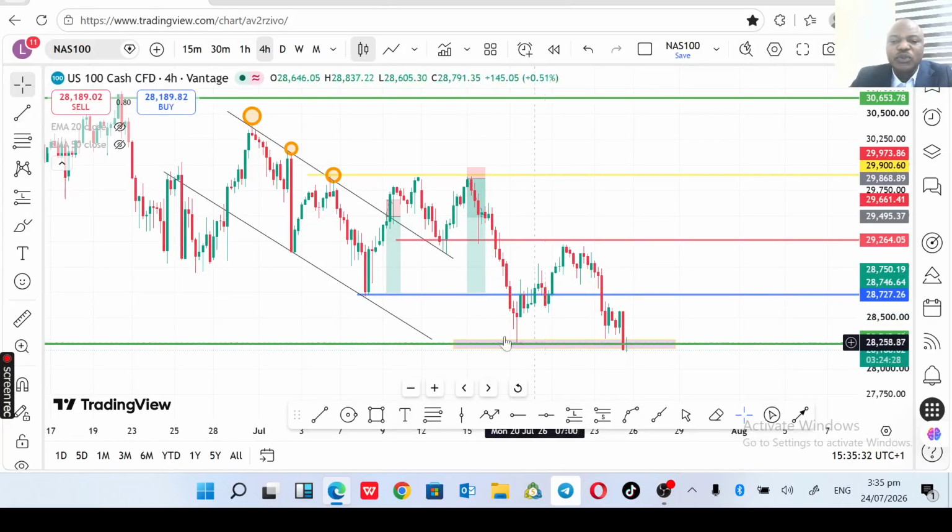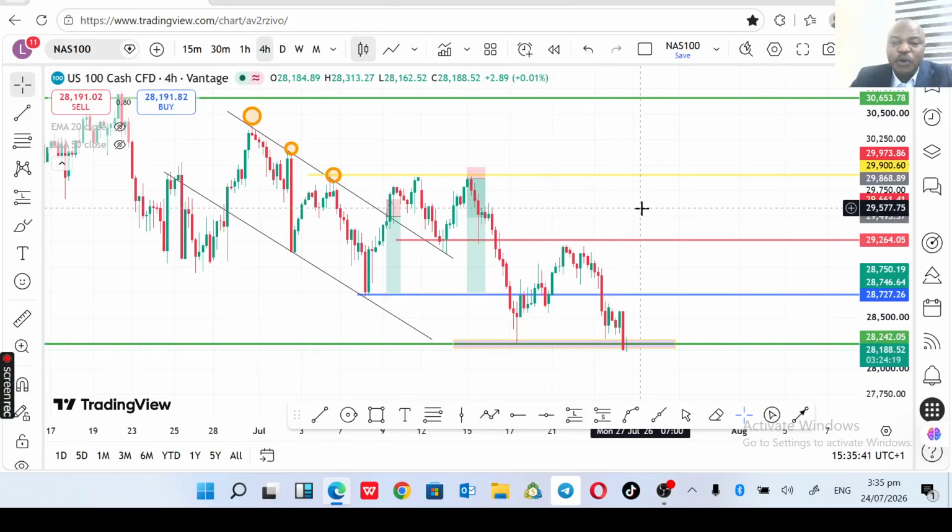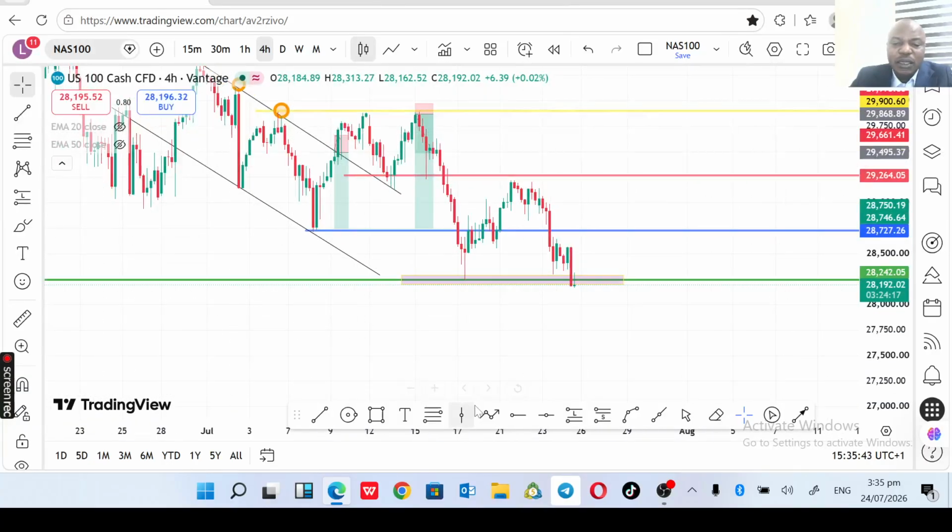So what do we need to do? We have to check this. This is the resistance, this is the support. The market goes to the support and tries to break it. If you break this support, we'll continue to sell again. That means this market will look this way.